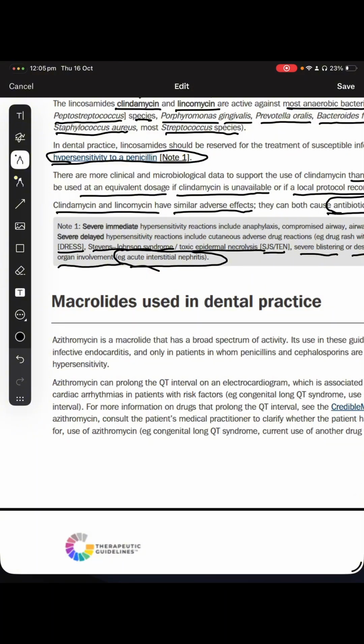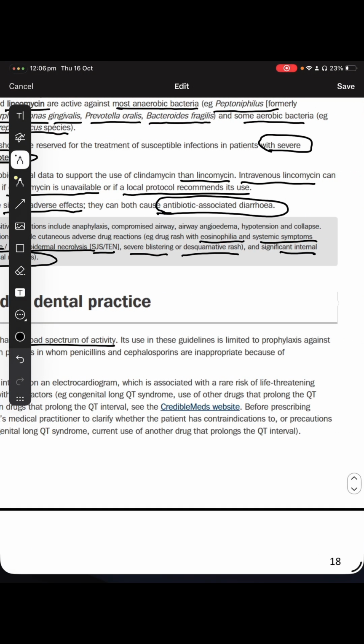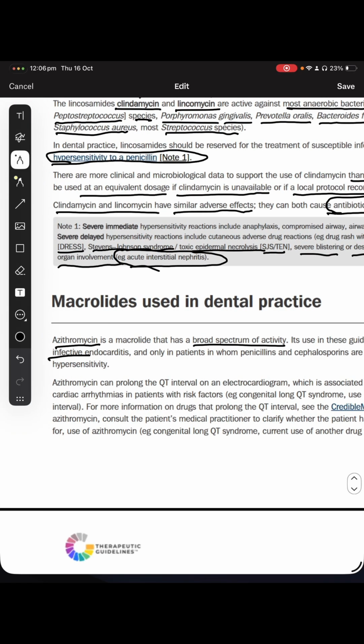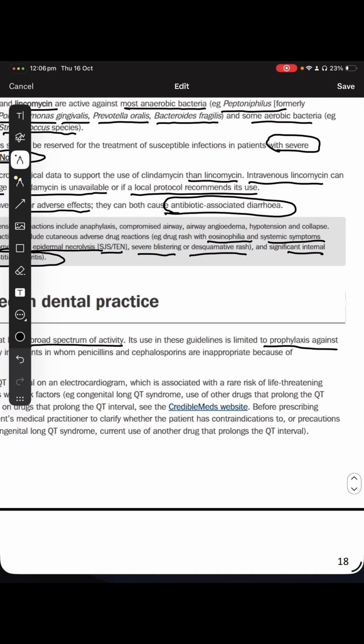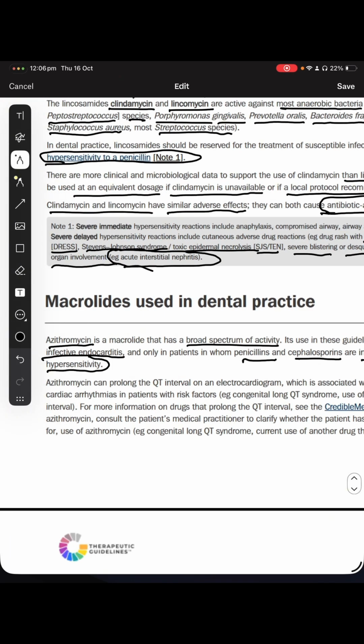This paragraph and this topic about macrolides was not mentioned in the last version, which was version 3 of the therapeutic guidelines. This is something new they have added in this new version. So azithromycin is a macrolide that has a broad spectrum of activity, and its use in these guidelines is limited to prophylaxis against infective endocarditis and only in patients in whom penicillin and cephalosporins are inappropriate because of hypersensitivity.